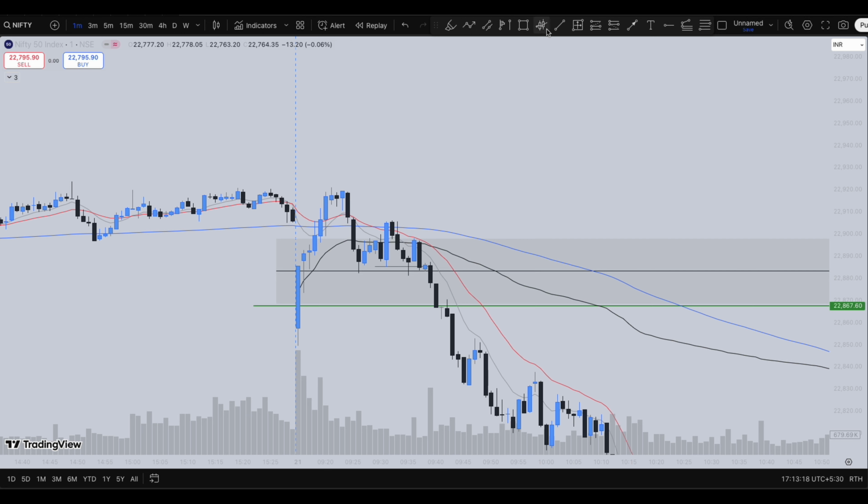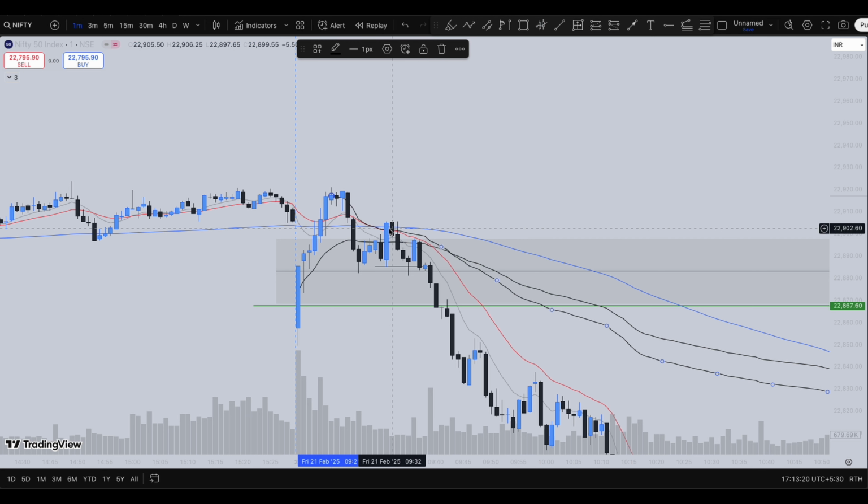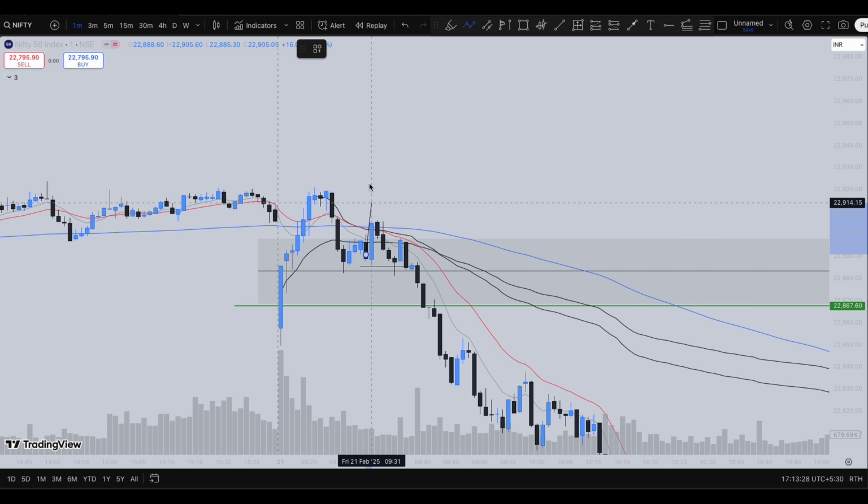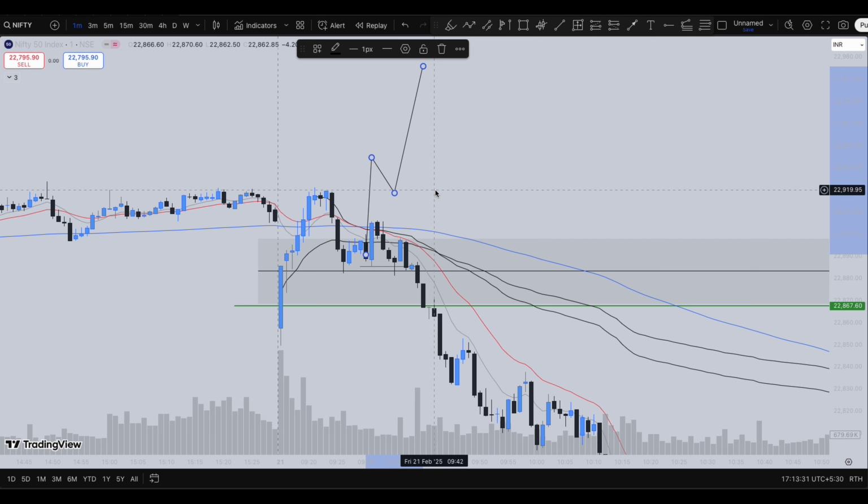So in case you plot the anchor VWAP level here, the high of this candle, you can see that after this candle, if another candle had formed and clearly broken this high, and the market had retraced in this pattern, then you could have taken a long position, guys, entering here and targeting towards the upside.